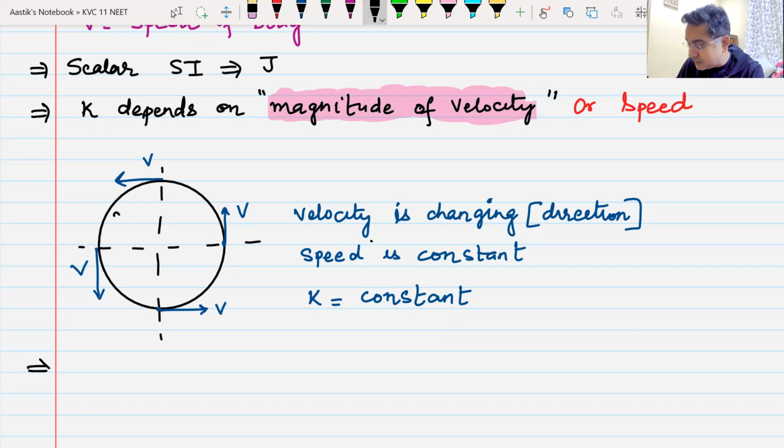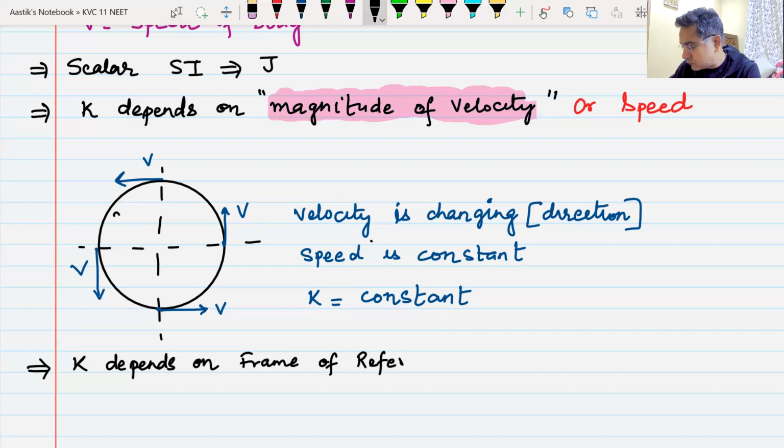So please remember this. All these small things can come as questions in your exam. Kinetic energy depends on your frame of reference.